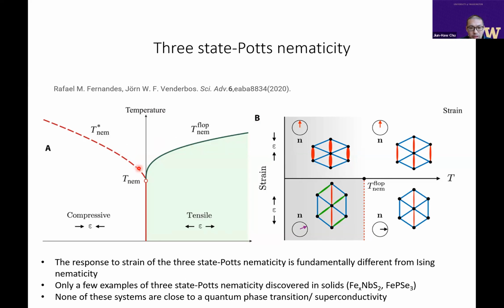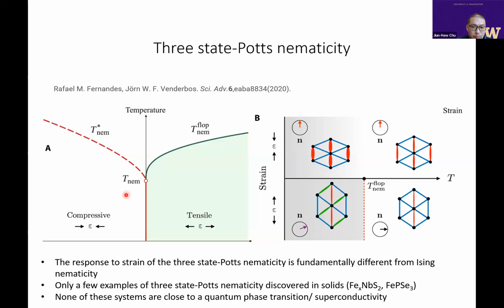So this depends on the coupling constant, but let's say in the tensile strain, you will expect a nematic flop transition, which is an Ising transition, where you're going from, let's say, 0 degree, and then this nematic director will have to suddenly choose between plus 30 degree and minus 30 degree.